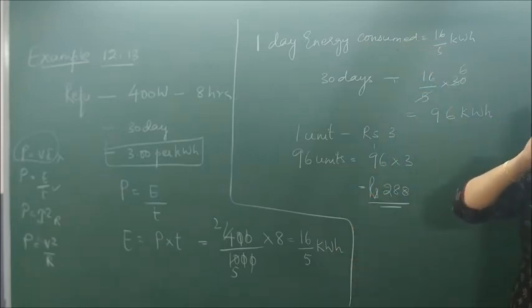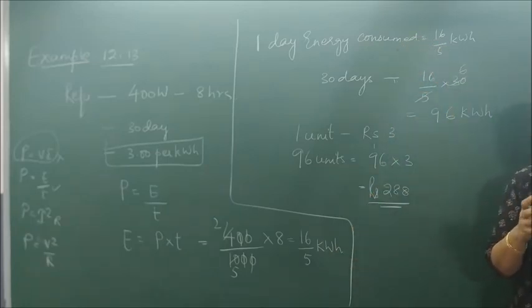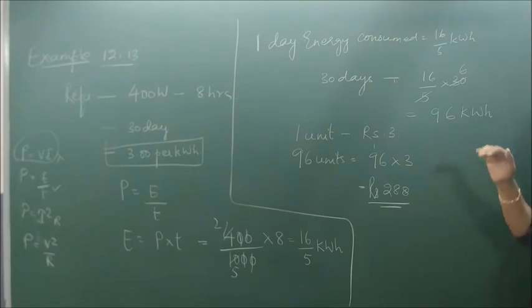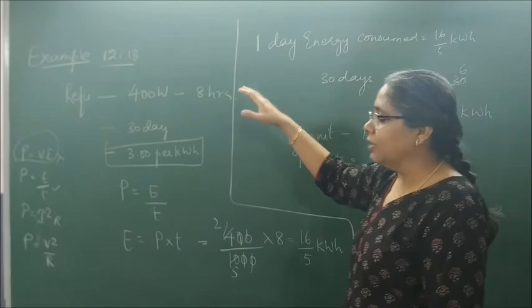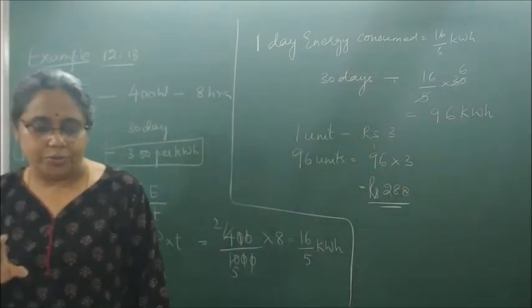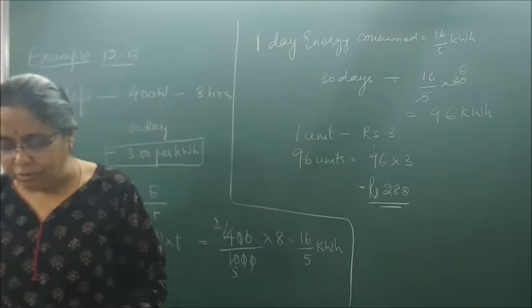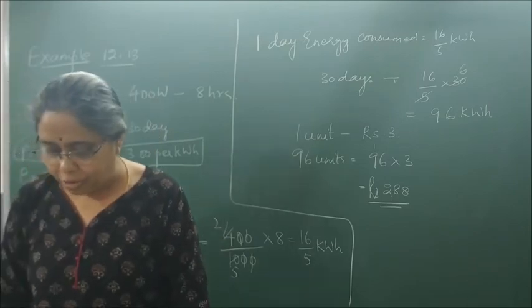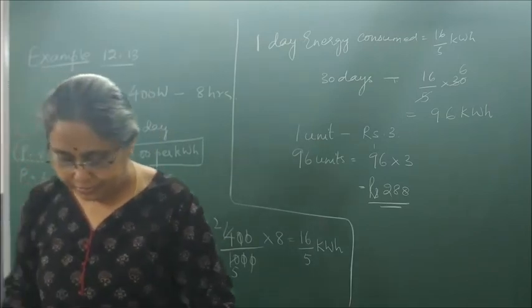Sometimes they ask you to calculate for the month of September, October, January, February, so you find out whether it is 30 days or 31 days, multiply it and then do it like this. Understood? Here we have used only one appliance. Actually in a house there will be many appliances, so you will convert all and then add up the total units consumed. Okay? Now let us do more problems on power. Please write.